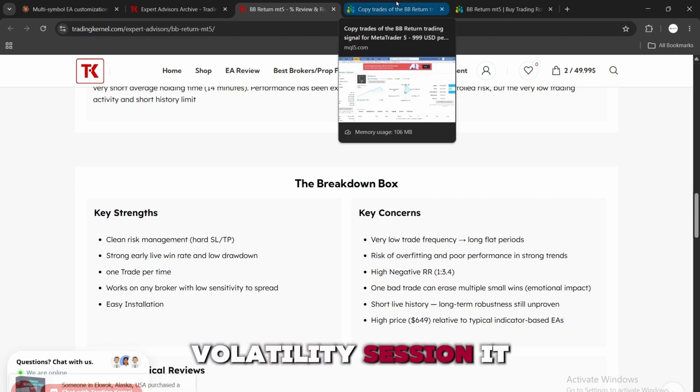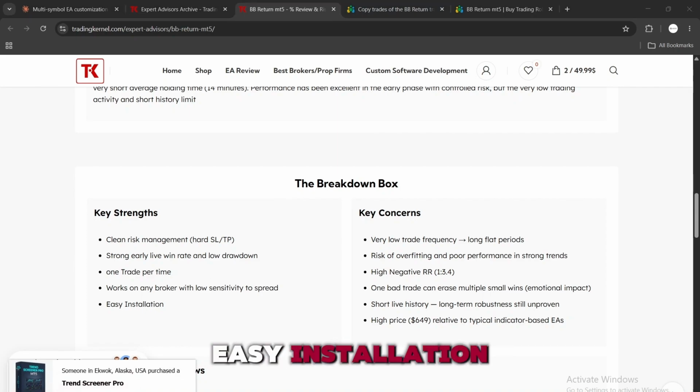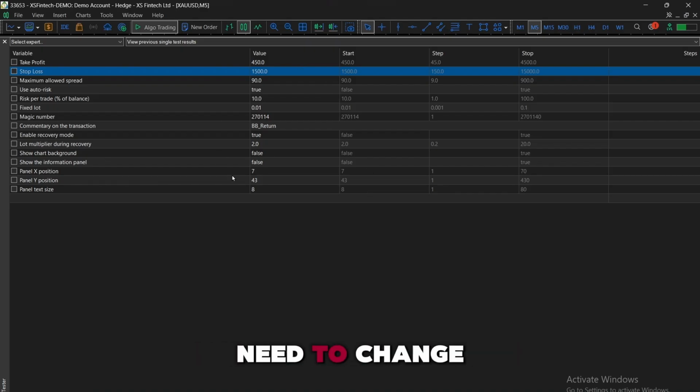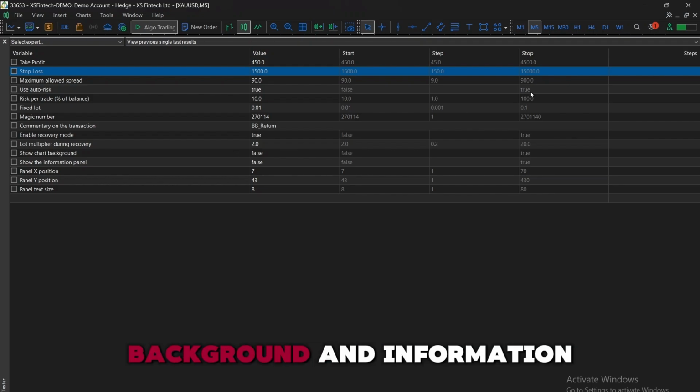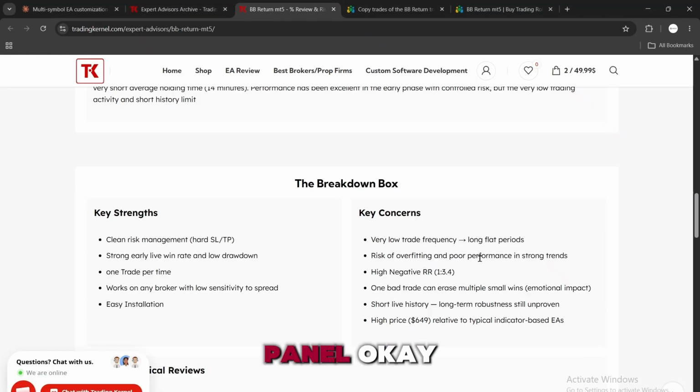It also has an easy installation, which means you don't necessarily need to change anything here. Although it comes with a chat background, which I actually don't even recommend because it takes up a lot of memory usage while using this expert advisor. So if you're going to be using this expert advisor, I actually recommend that you turn off that chat background and information panel. Okay, so let's look at some of the key concerns as well.